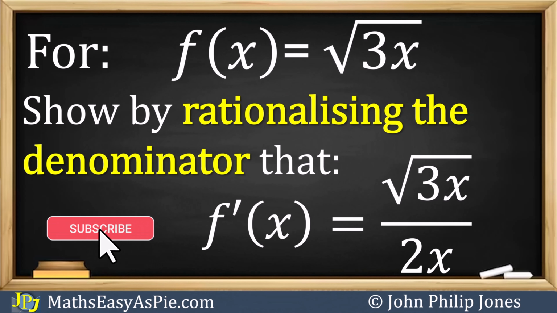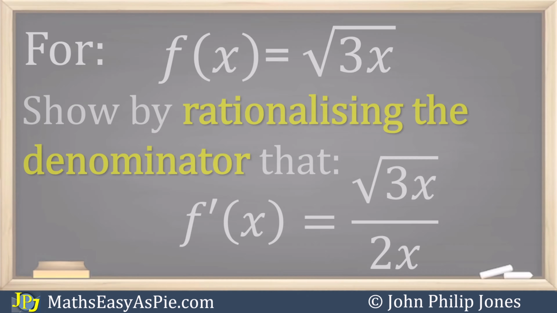For f of x equals the square root of 3x, show by rationalizing the denominator that f prime equals the square root of 3x divided by 2x. Let's go on to the next slide to show the solution.